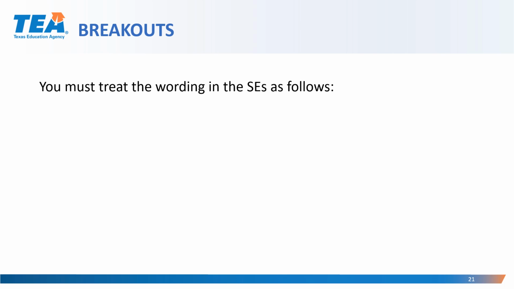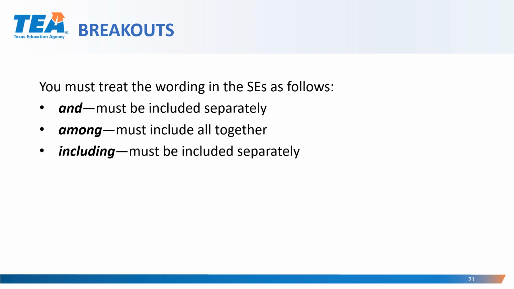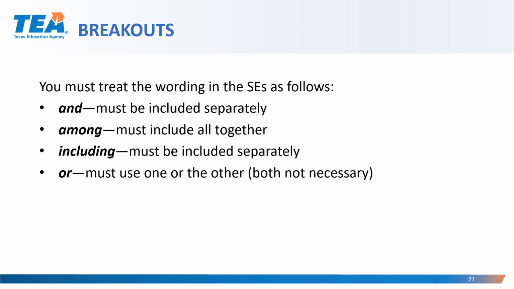You'll find that certain words are treated differently in the breakouts. Everything joined by the words and or among or following the word including must be included in instructional materials. When you see words connected by or, you have to include one or the other. You're not required to include both, but you may if you like. Anything after the words such as is an example and not required to be included in instructional materials.